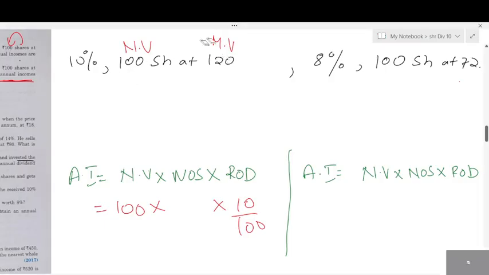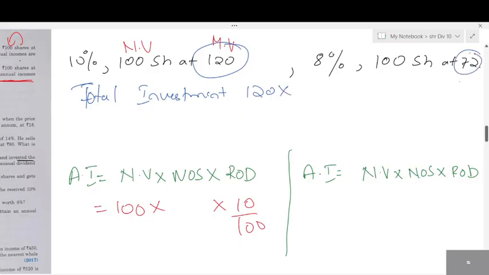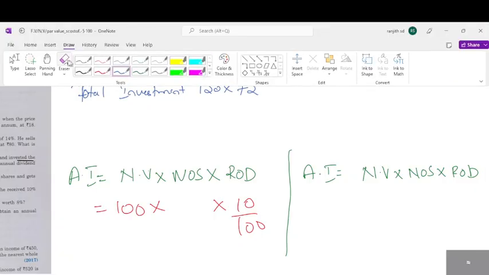Now I'll tell you. When you're finding a better investment question, we need to find annual income. In that, number of shares will definitely be missing. They won't give number of shares. How do you calculate number of shares? For that, first thing is total investment, for both the companies. You are supposed to take the market value of both, 120 into 72. This is the total investment you have to assume for both transactions, whether you take the first company or the second company.